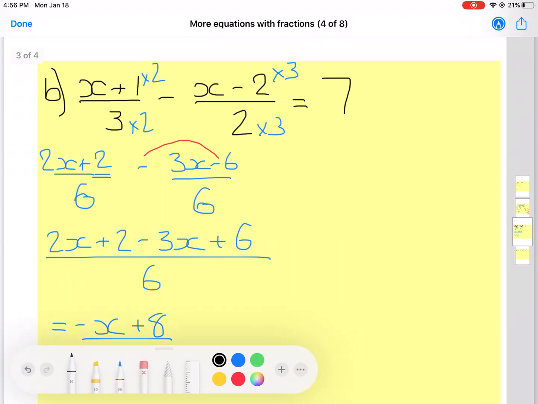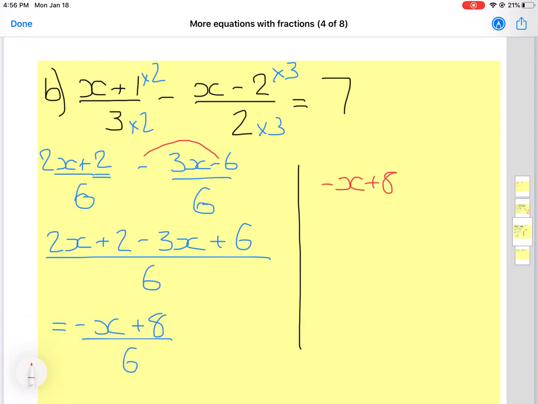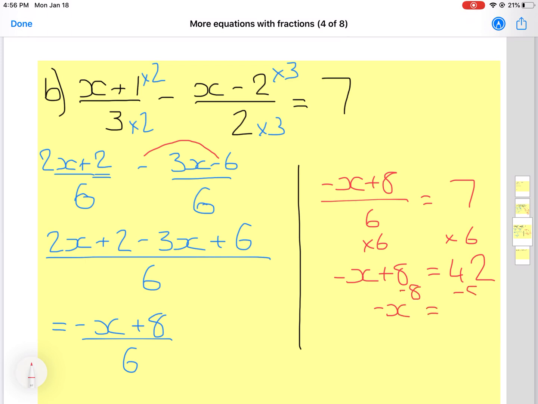So we are going to then replace the left-hand side of the equation with negative x plus 8 all over 6 equals 7, times both sides by the 6. So negative x plus 8 equals 42. Negative x is equal to 42 take away 8, so 30. Struggling with this one here, 34. Got there eventually. And then x then is negative 34.